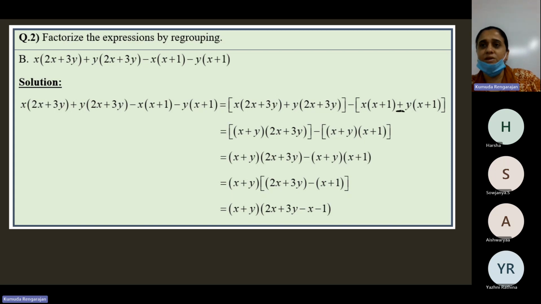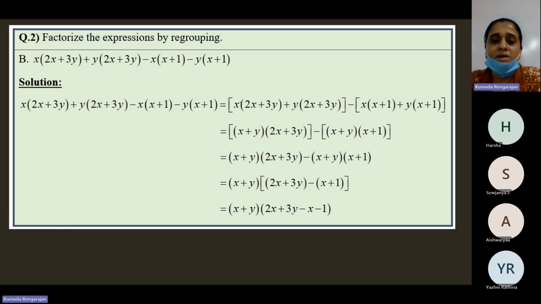So take care of the sign here. When you insert a bracket, minus into plus is minus. Sorry, minus into plus is minus here. So we'll have to take care of the sign.